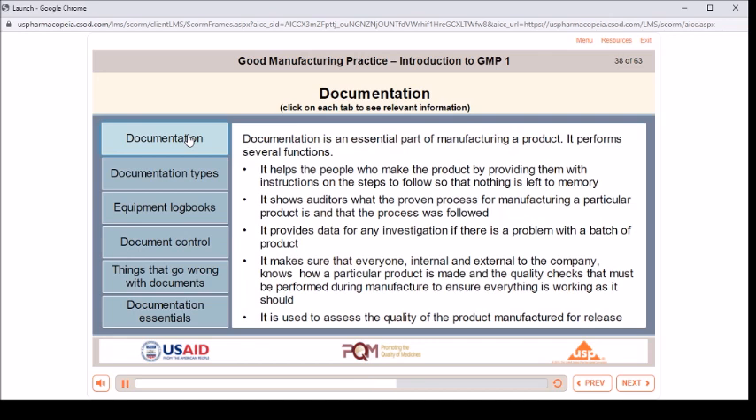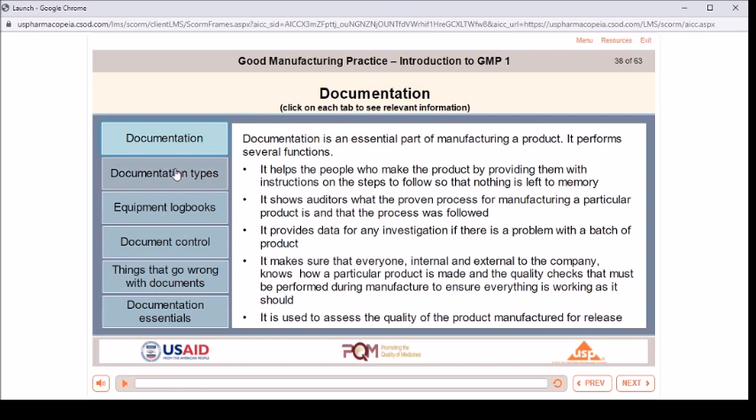It makes sure that everyone, internal and external to the company, knows how a particular product is made and the quality checks that must be performed during manufacture to ensure everything is working as it should. It is used to assess the quality of the product manufactured for release.